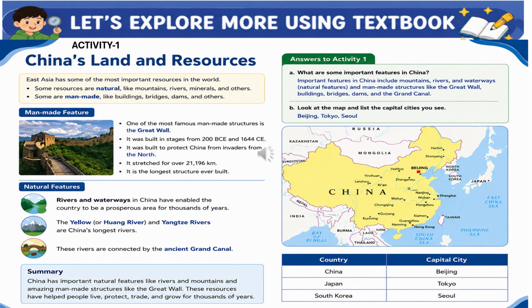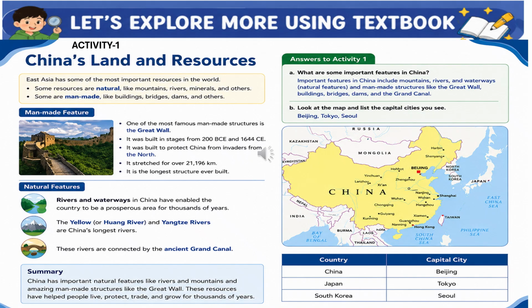Now that we have an overview of East Asia, let's explore one of the most important countries, that is China, which is the biggest country in the region. So please take out your textbook and turn to the page that discusses China's land and resources. We are going to complete activity 1 together.